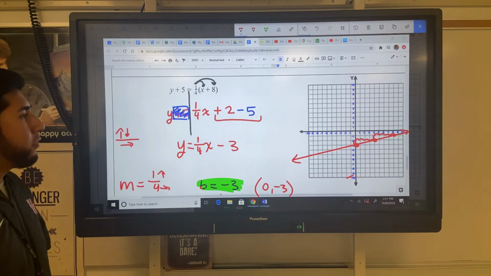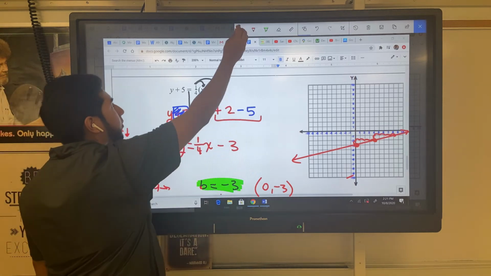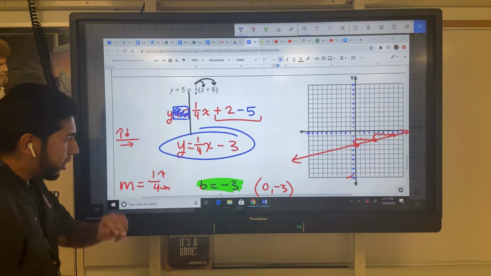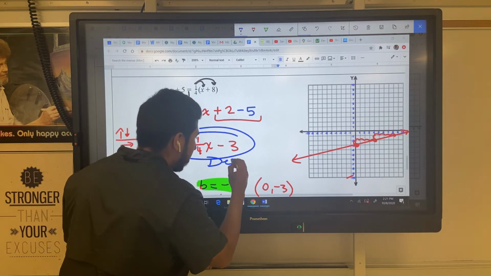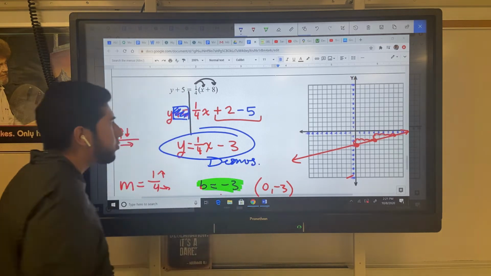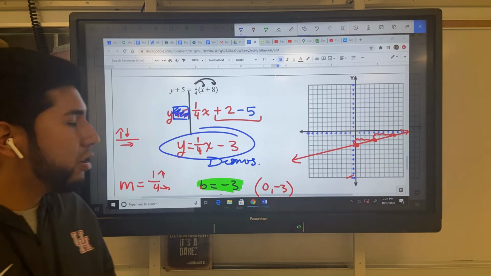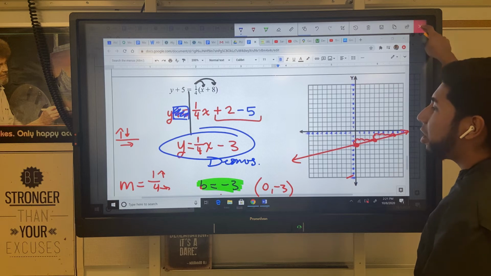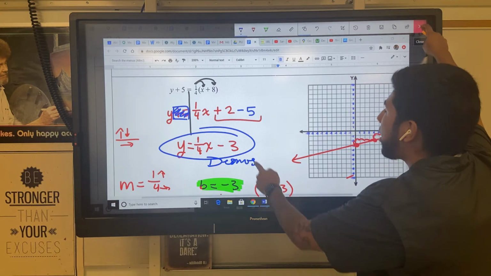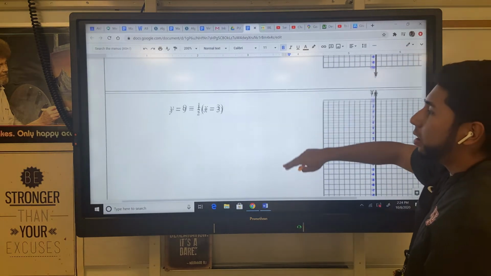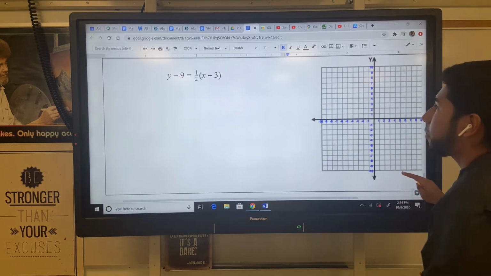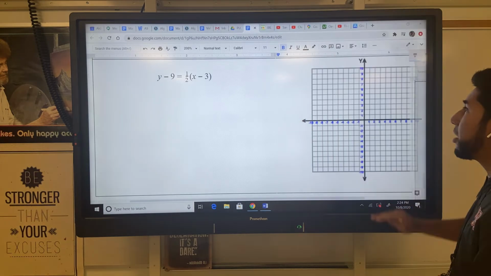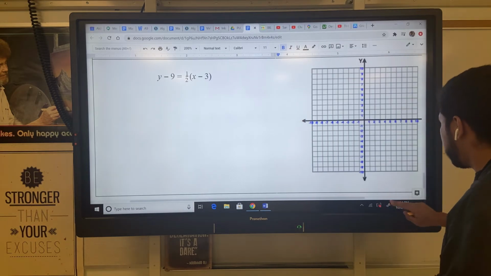Good stuff, good stuff. Don't forget, you can get into Desmos. Desmos.com, graphing calculator, you'll be good to go. Now, this is with problems that are so simple and easy that we get a whole number as our y-intercept. But what happens if we get a fraction? So that's going to be a little difficult.